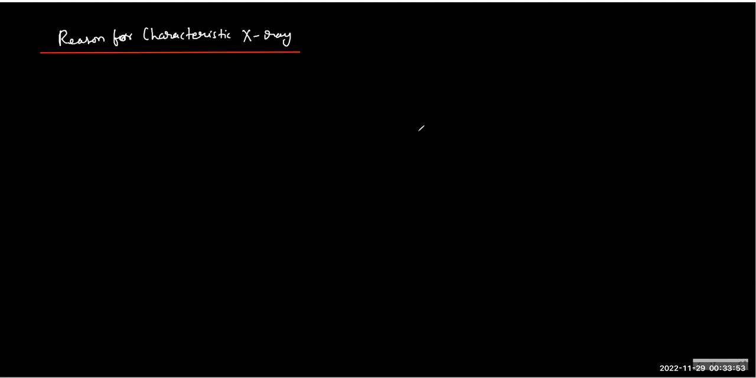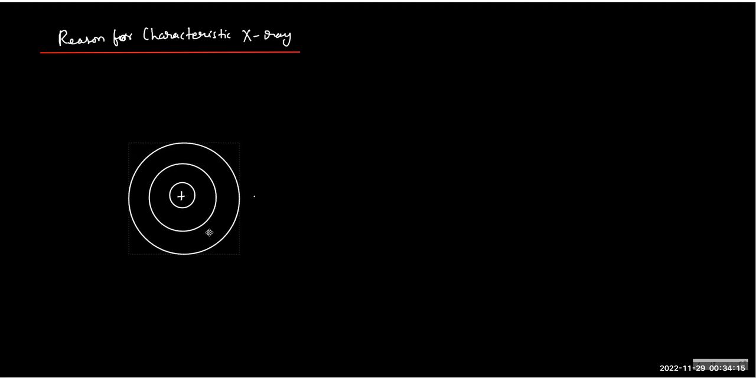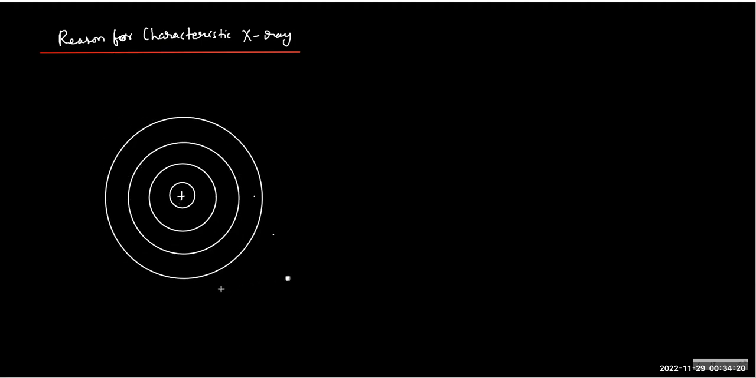So the reason for characteristic X-ray. This is interesting. In any metal target, we have to go back to the electronic configuration. So metal is a multi-electron system or single electron system? Multi-electron. So can we apply Bohr's theory? No, we cannot apply. But we will anyway apply some modified Bohr's theory.